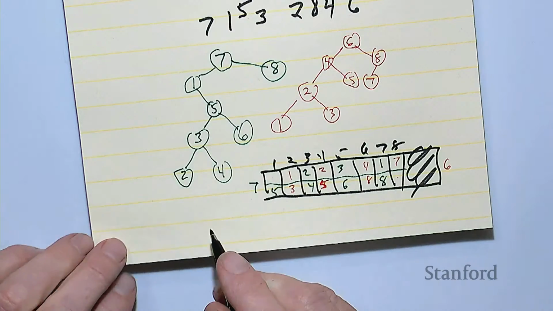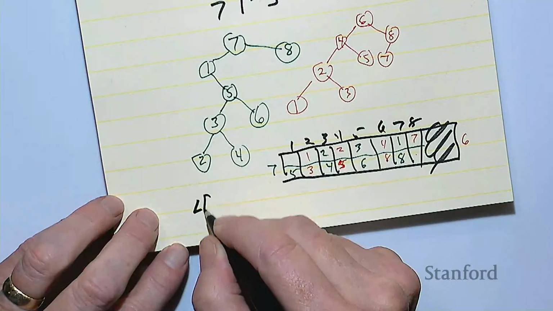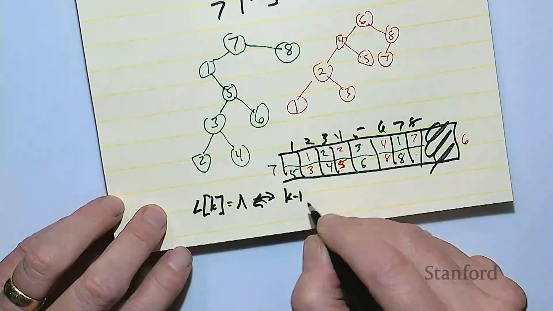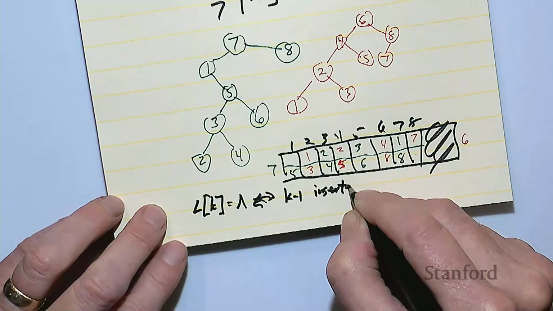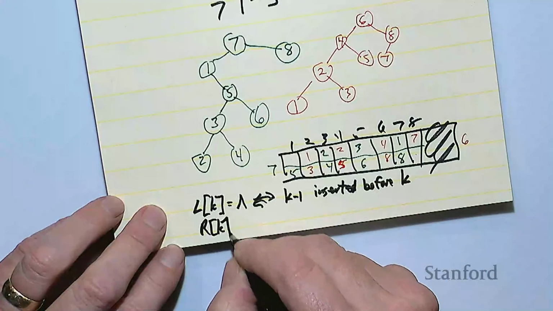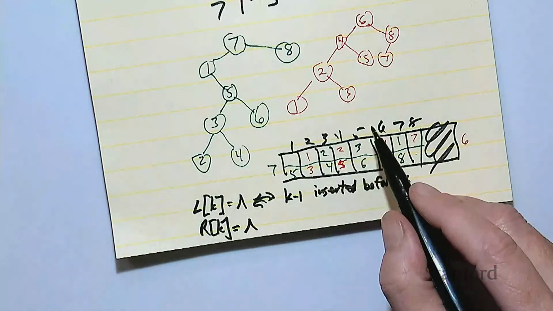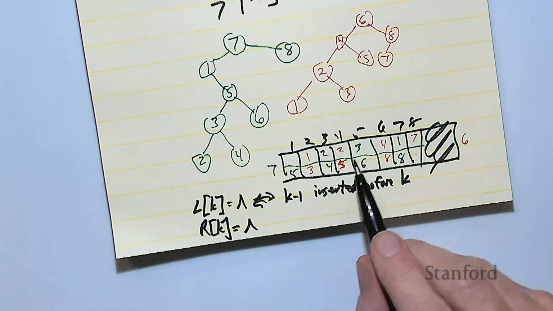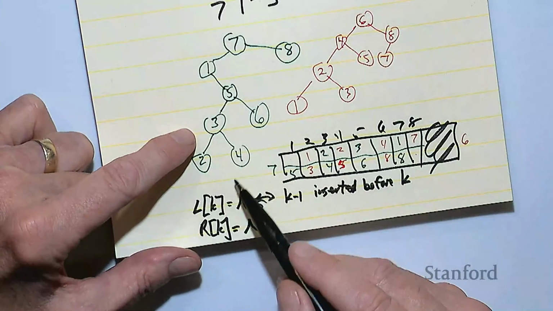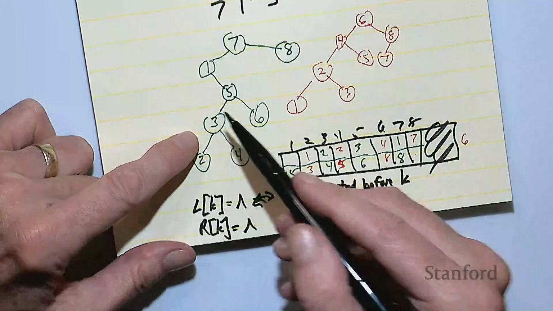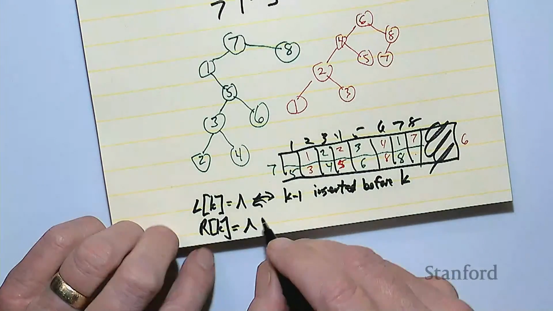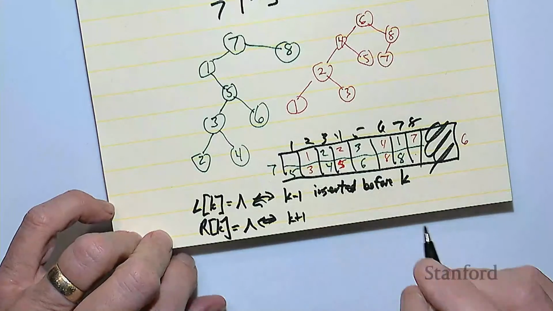Well, the reason is that L of k is empty if and only if k minus 1 was inserted before k, and R of k. You see why this is? I mean, let's take 4 for example. If 3 came before 4, then I couldn't possibly have a left child on 4, because there's nothing between 3 and 4. And this is the same, but with k plus 1 inserted before k.